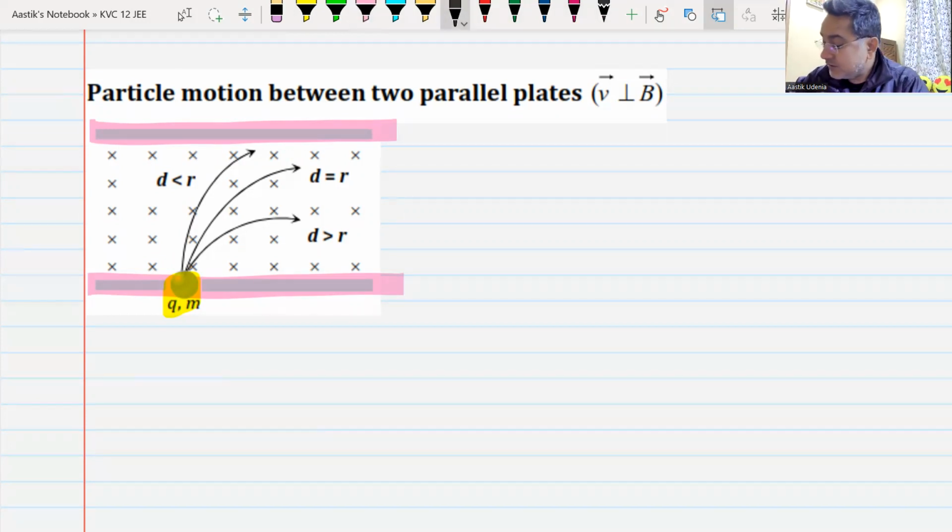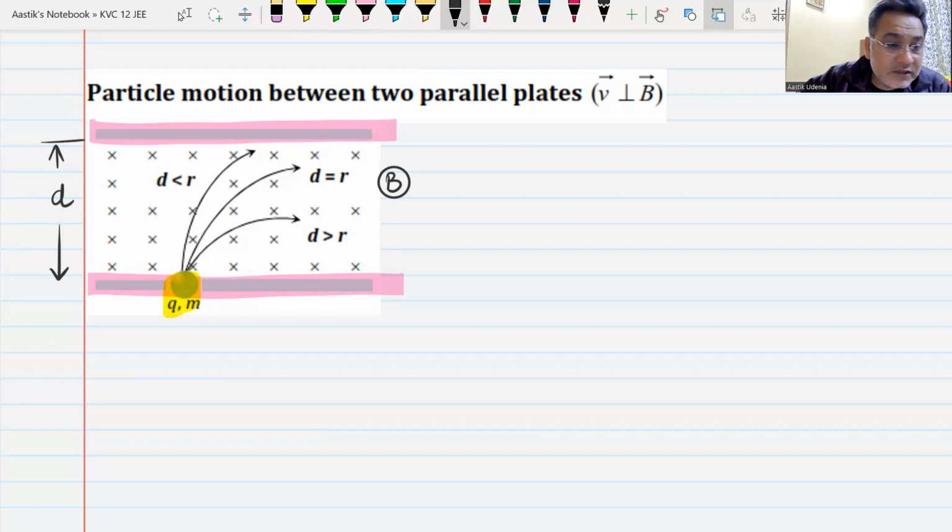You can call the value of the magnetic field B. One more thing that is given is the distance between the two plates, D. Now they ask you when is the particle going to hit the plate, and when is the particle not going to hit the plate. So looking at the diagram, can you tell me when the particle will hit the plate?